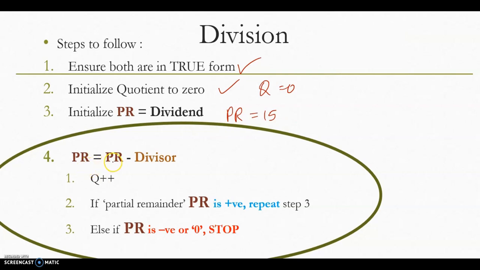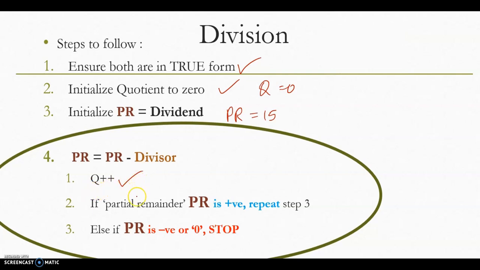That's what we see here. PR is equal to PR minus divisor. That means the new PR is equal to 15 minus 5, and you got 10. The next new PR is equal to 10 minus 5, and the new PR is equal to 5 minus 5. So you keep on doing partial remainder minus the divisor. Correct? And for each subtraction you have to increment the value of q.